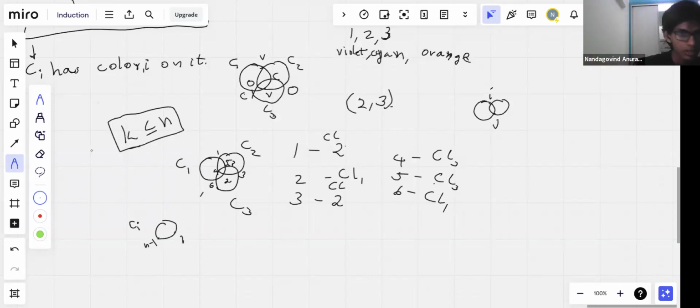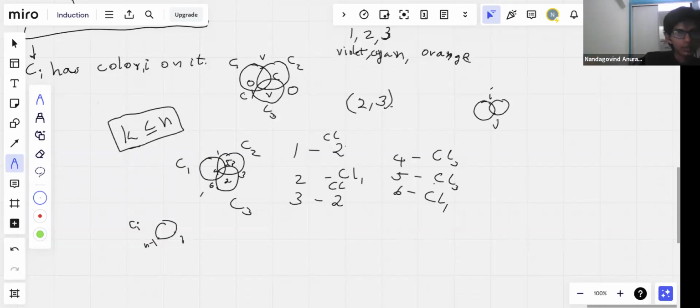Each color occurs whenever Ci intersects with Cj. One of those intersection points will have color j, and the ith color will occur n minus 1 times, at one of the intersection points between Ci and each of these Cjs. So this is the construction for k equal to n. Effectively, this is the construction for 3 circles. Does this make sense? Yes.